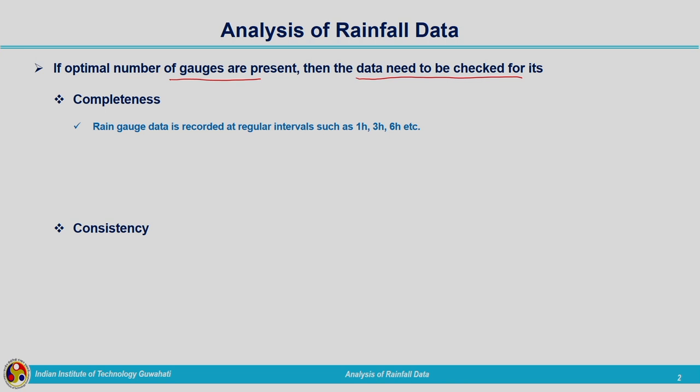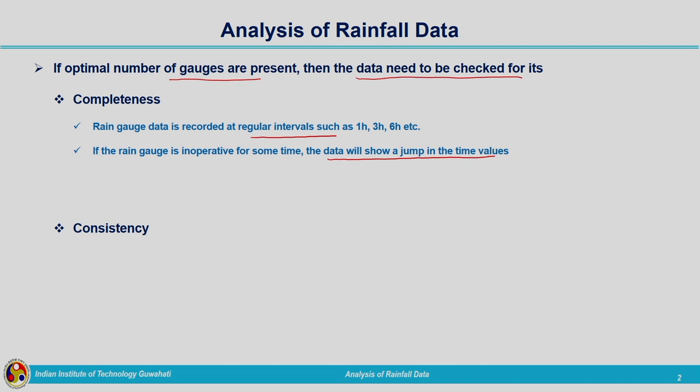So, what is meant by completeness? A rain gauge collects rainfall at regular intervals. It may be on a daily basis, it may be on an hourly basis, or certain rain gauges will give you data at 15 minute or 5 minute intervals. So, we should get the data at these stipulated intervals. Sometimes it may happen that the rain gauge is inoperative. In such cases, a large amount of data between certain intervals of time will be missing. The data will show a jump in the time values.